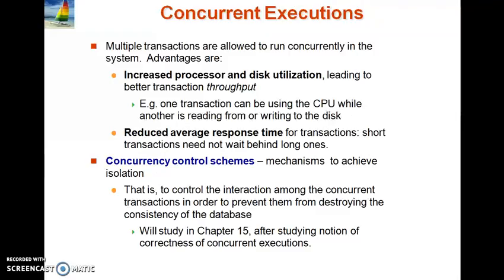Concurrent execution. Multiple transactions are allowed to run concurrently in the system. The advantages are increased processor and disk utilization, leading to better transaction throughput. Example: one transaction can be using the CPU while another is reading from or writing to the disk. Also, reduced average response time for transactions: short transactions need not wait behind long ones.